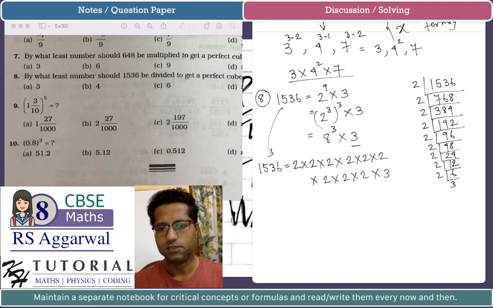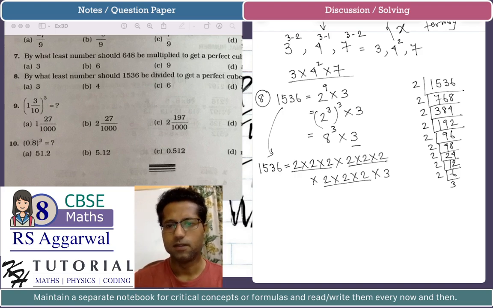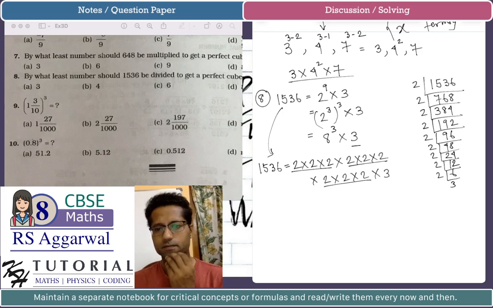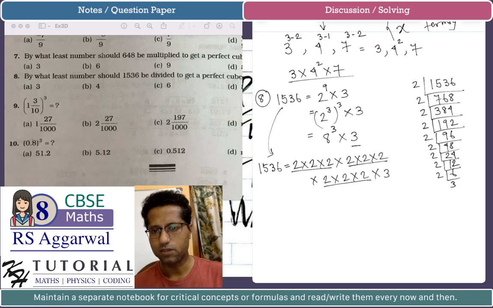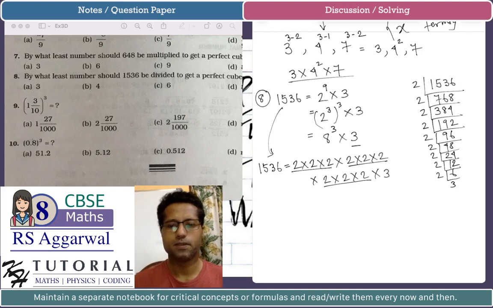Now you form triplets of equal factors. So this is one triplet, this is one triplet, and this is one triplet. The factor 3 is left behind. Whatever factors are left behind, their product is the least number by which the given number needs to be divided to make it a perfect cube.